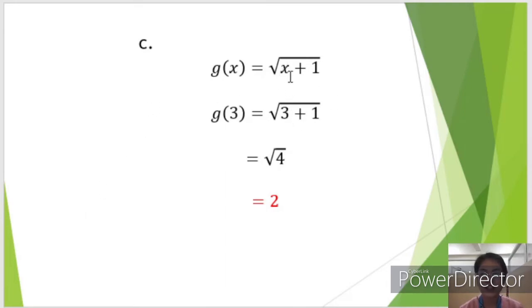Next, letter C. g of x is equal to the square root of x plus 1. So replace the x by 3. So we have the square root of 3 plus 1. So 3 plus 1 is 4. And then get the square root of 4. That is 2.